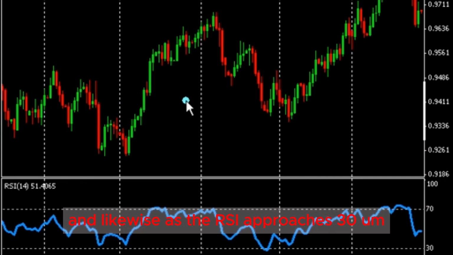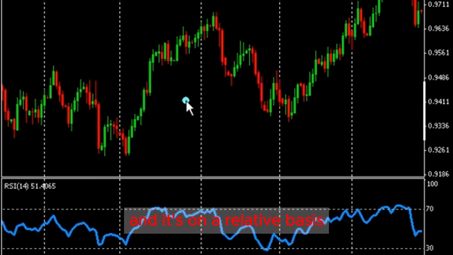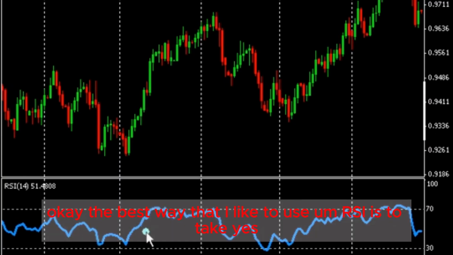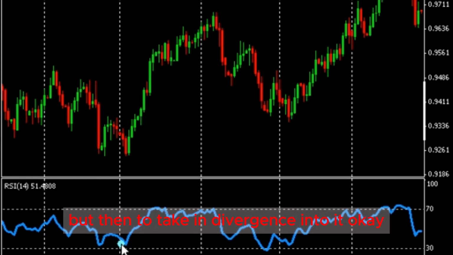Likewise, as the RSI approaches 30, it's an indication that this currency may be getting oversold and therefore likely to become undervalued. It's either undervalued or overvalued, on a relative basis. The best way that I like to use RSI is to look at whether it's relatively overbought or oversold, but then to take in divergence. Divergence is the most powerful tool in trading, but most people don't like to use it.